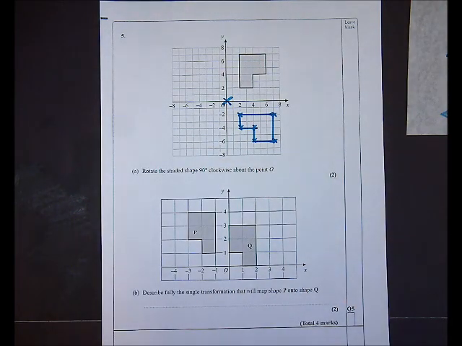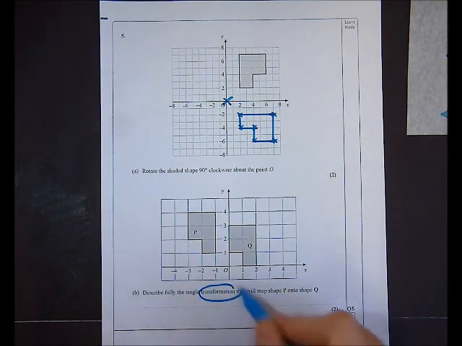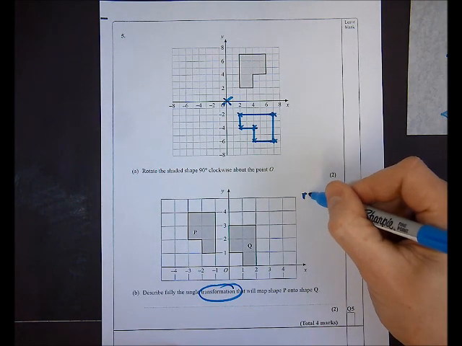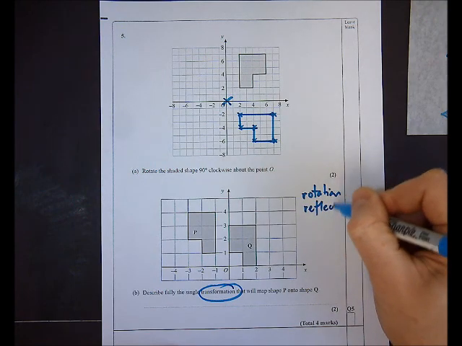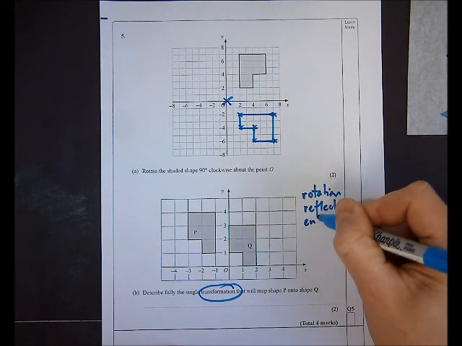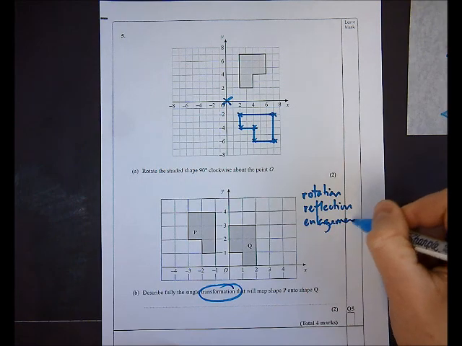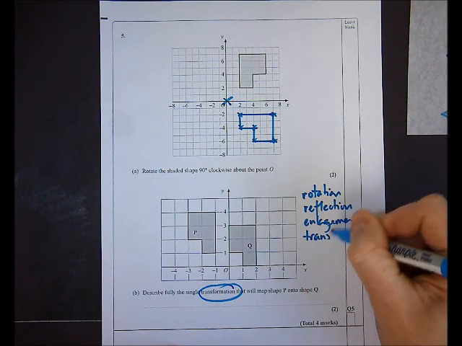On question 5 part B, I'm asked to describe the single transformation. And there are 4 transformations. There are rotations, as we've done above. There are reflections. There's an enlargement. And there's a translation. Those are the 4 transformations.